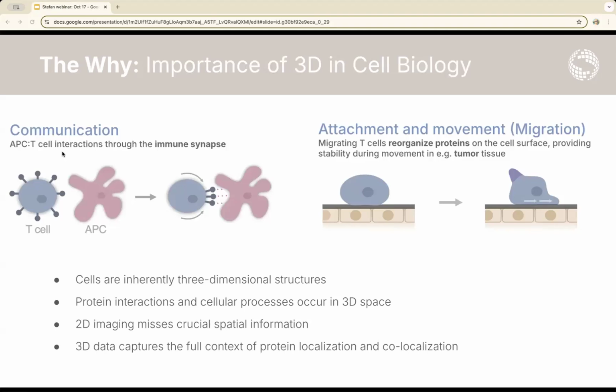Many experiments are still done in a monolayer of cells. But even if we disregard that, cells are three-dimensional structures. They operate in 3D, so they interact and communicate with other cells, and all of this happens in a three-dimensional space. Some examples I've included here are schematics of how T cells communicate and interact with antigen-presenting cells when they're recognizing novel antigens for them to mount an immune response. Another example would be T cells attaching to surfaces, migrating, recognizing tumor microenvironments. All of these things occur in 3D space.